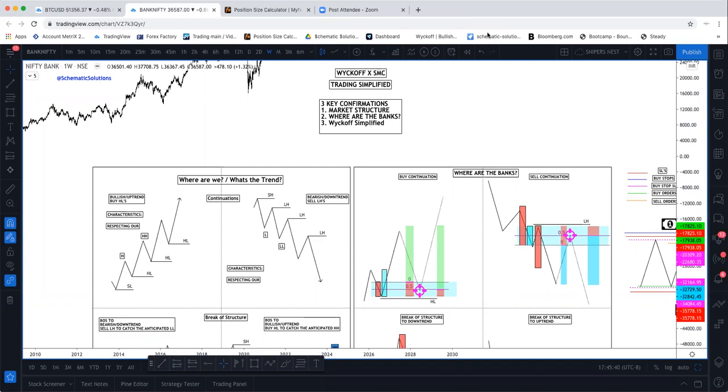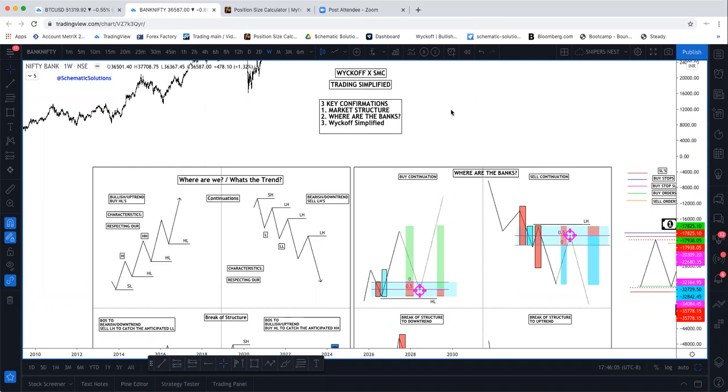Welcome back. I'm really here just to share with you guys three key confirmations that I use every single day as a part of my trading style, trading strategy. So you guys already know I trade Wyckoff, time, smart money concepts, and I keep these concepts extremely simplified, just because I feel there's no point in making things difficult.